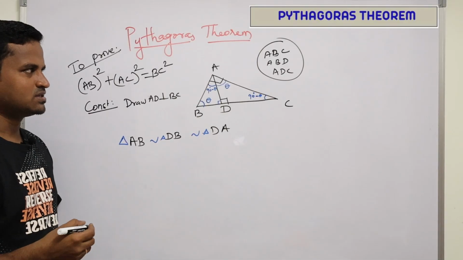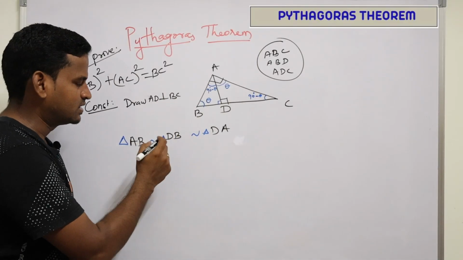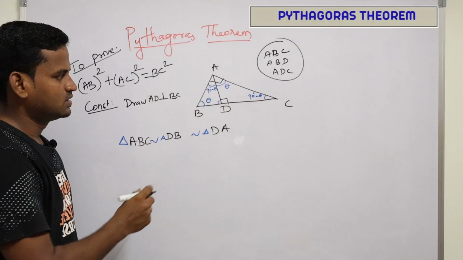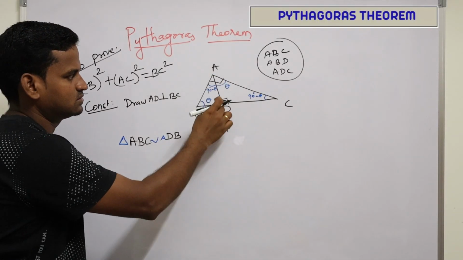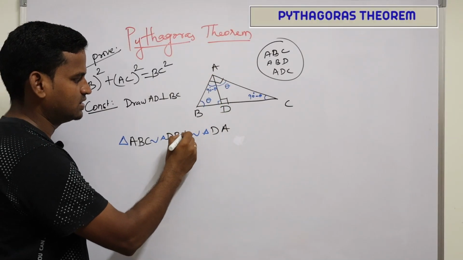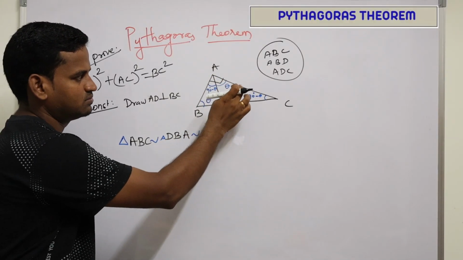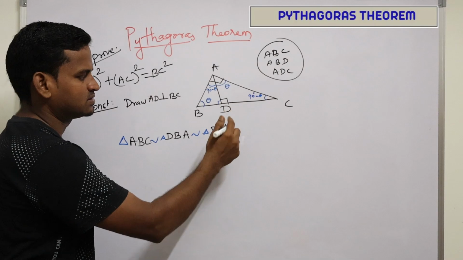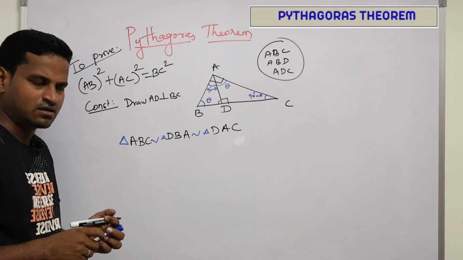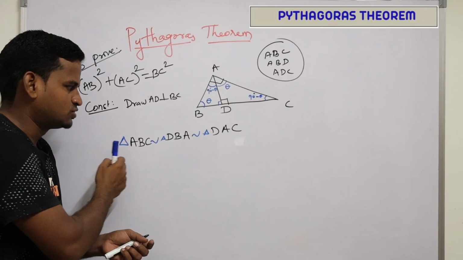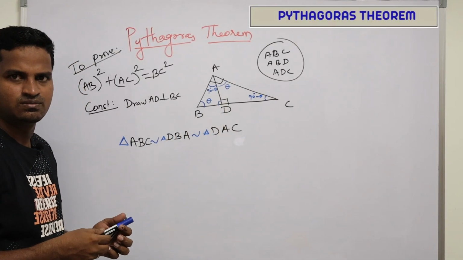Then the missing angle is 90 degrees minus theta. In the big triangle, 90 degrees minus theta is at C. In the small triangle, 90 degrees minus theta is at A. In the medium size triangle, 90 degrees minus theta is at C. By the angle criterion, the triple A criterion, I'm sure these three triangles are similar.